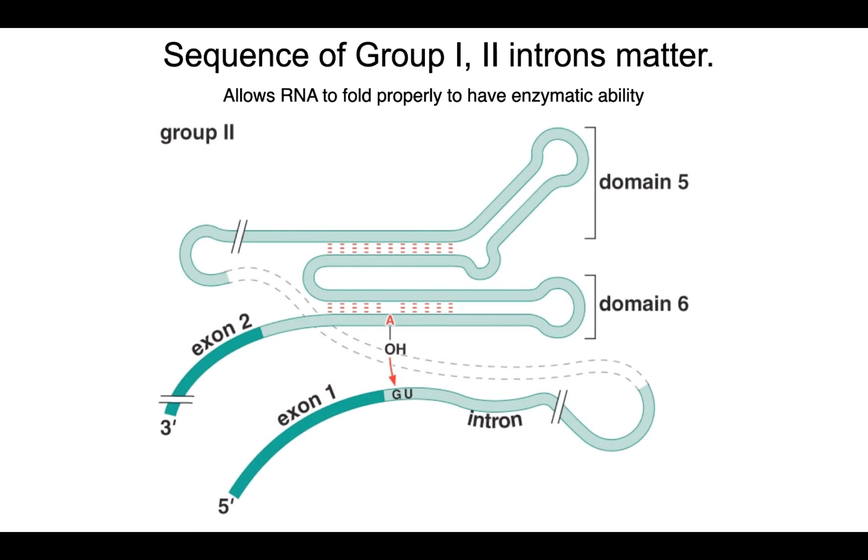But because Group I and Group II introns act as enzymes, they need to fold in a very specific way, and so the sequence of the introns matters. They have to have a specific sequence to fold in a specific way to have this enzymatic ability.